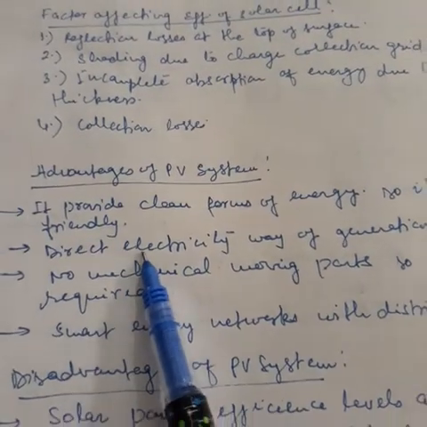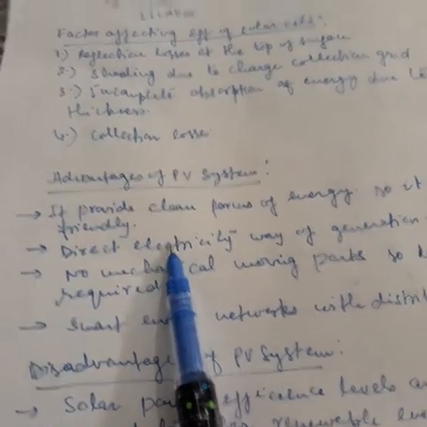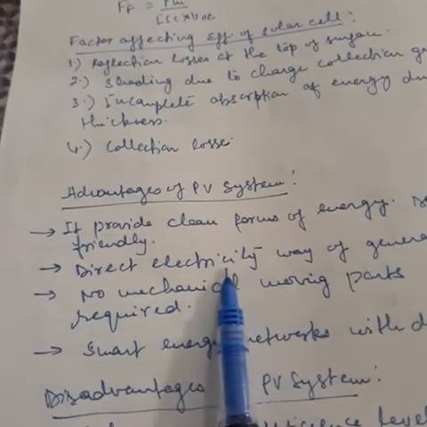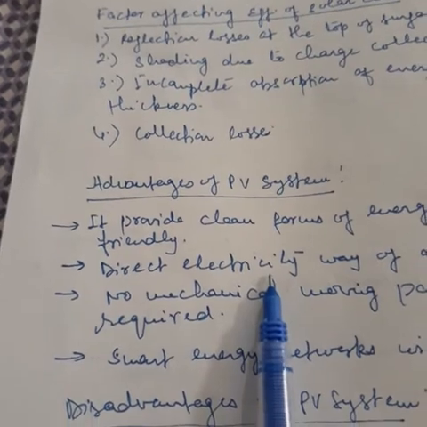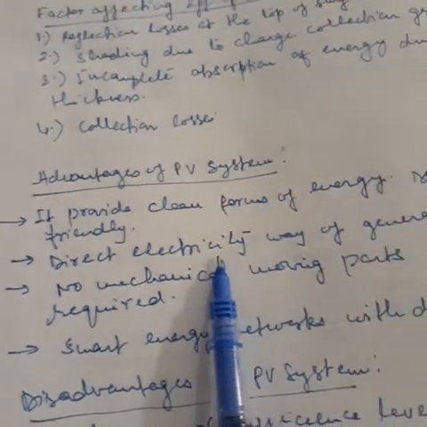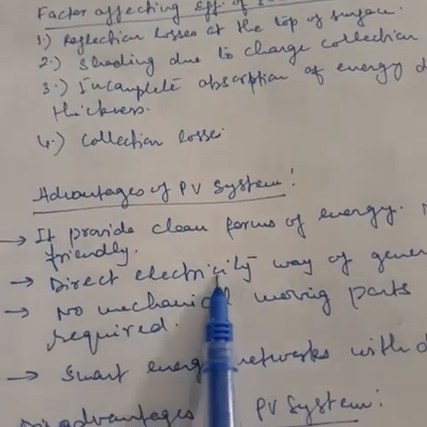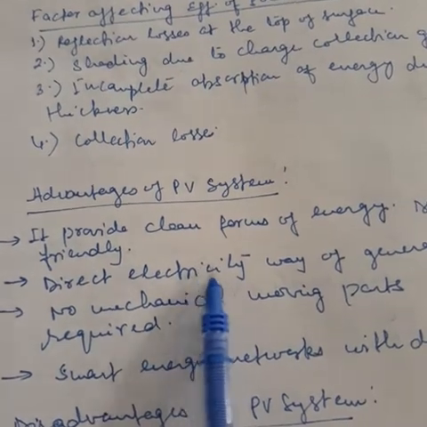Second is the direct electricity way of generation. It means that no transportation phenomena occurs; the sun rays come directly onto the surface of the plate. There is no method by which the rays come onto the surface. It is a natural process, so it is a very important advantage of the PV system.